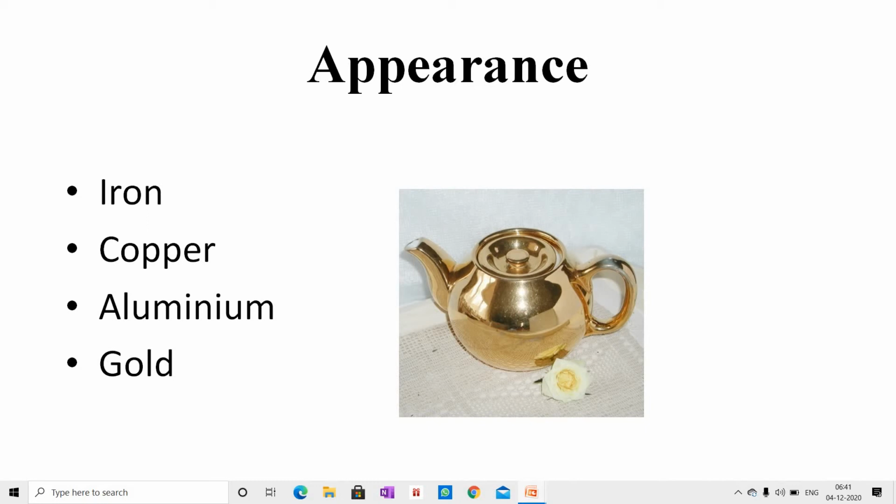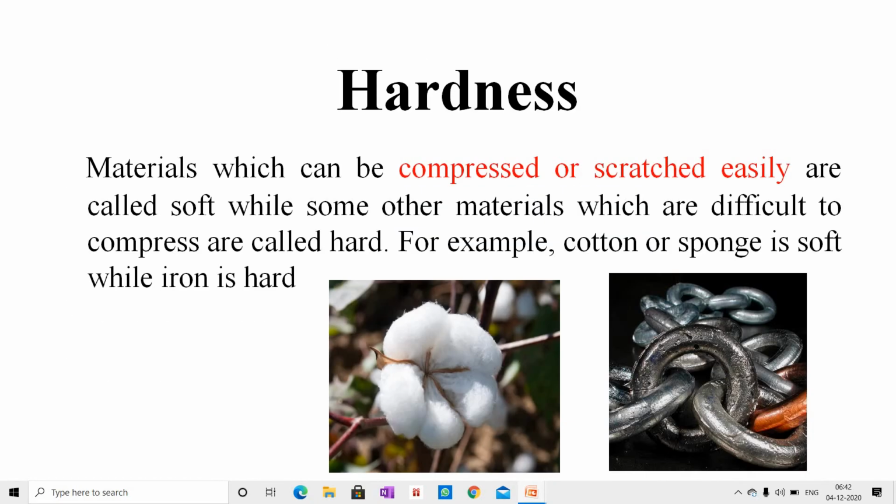Iron, copper, aluminum, and gold are examples of metals. Some metals often lose their shine and appear dull because of the action of air and moisture on them. We therefore notice the luster only on their freshly cut surfaces.